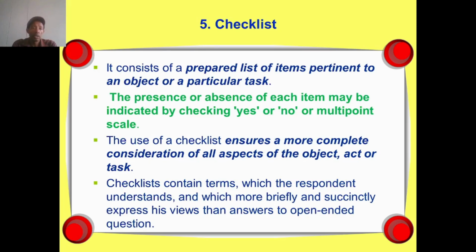The fifth one is checklist. A checklist is a prepared list of items pertinent or important related to an object or a particular task. The presence or absence of each item may be indicated by checking yes. For instance, if a behavior is absent, we record no. If the behavior is present, we record yes.